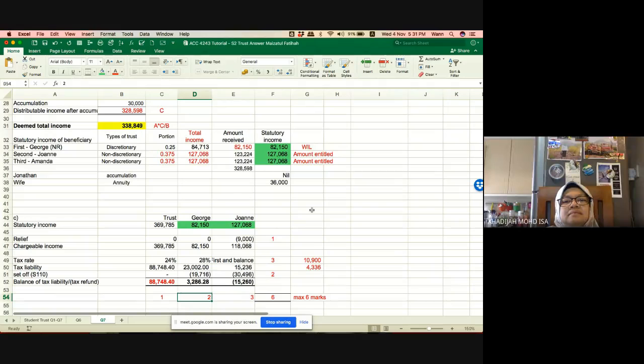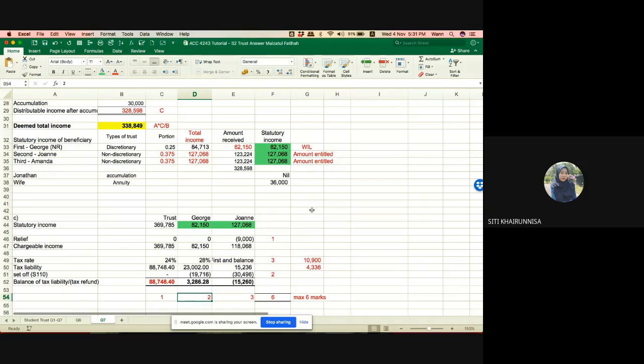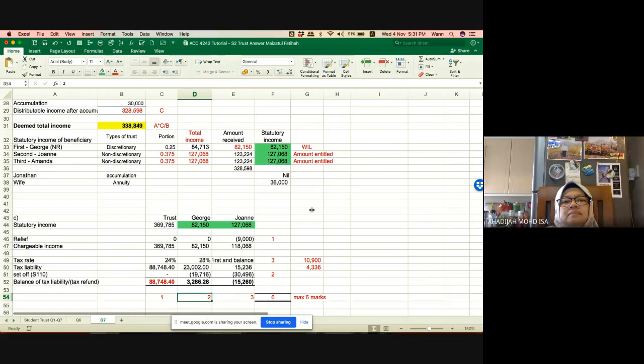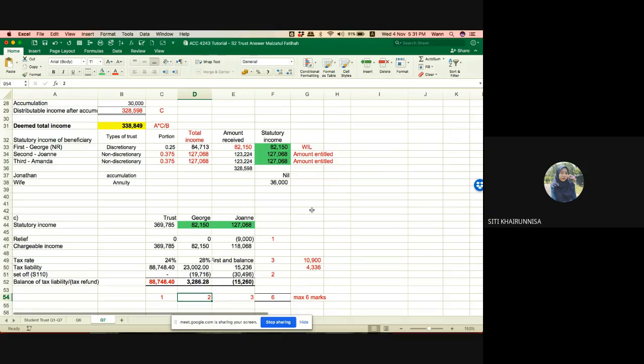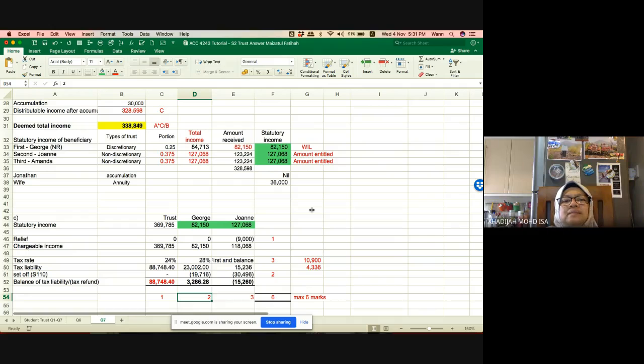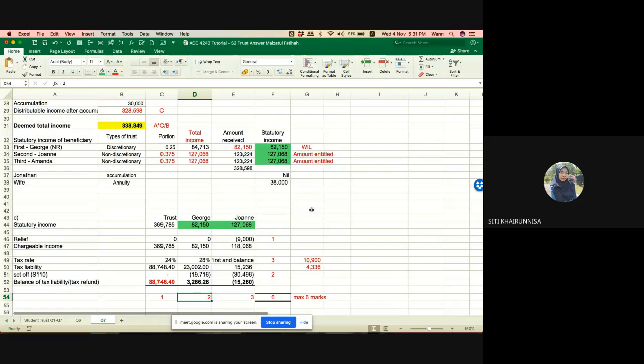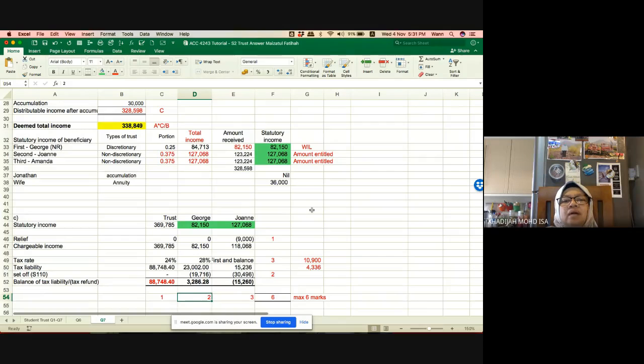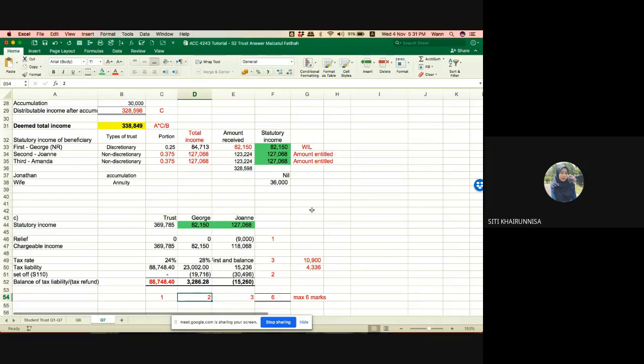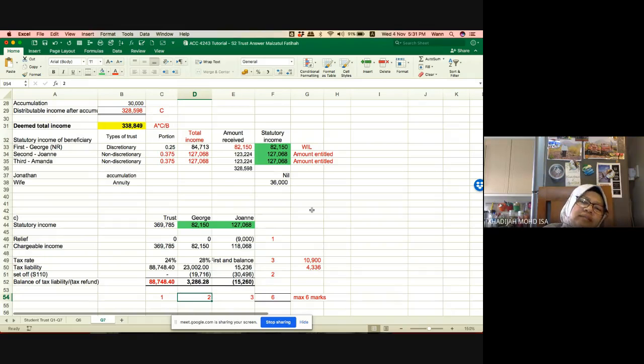Doctor, yes. The statutory income for Joanne and Amanda, which is lower between the amount received and the total income. Why? The statutory income, not the amount received. Okay, because first question, what is the type of trust for Joanne and Amanda? Non-discretionary. So then how you decide? Alright, my bad. Okay, thank you Doctor. Alright, that's good. Next.